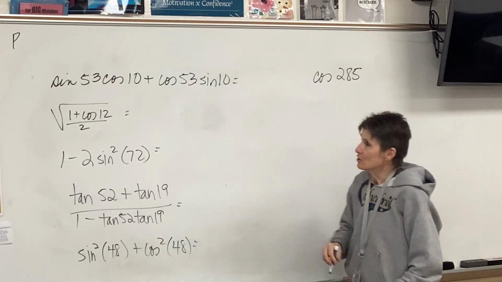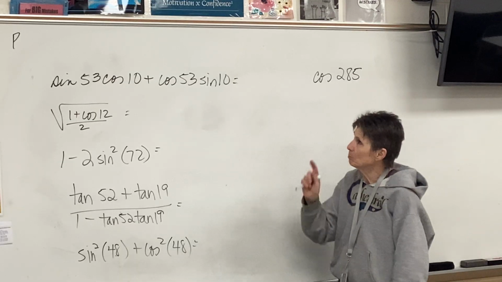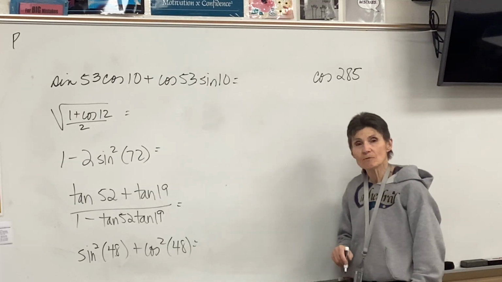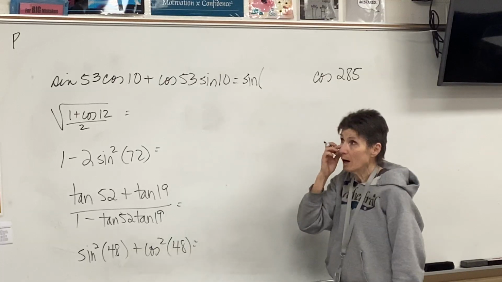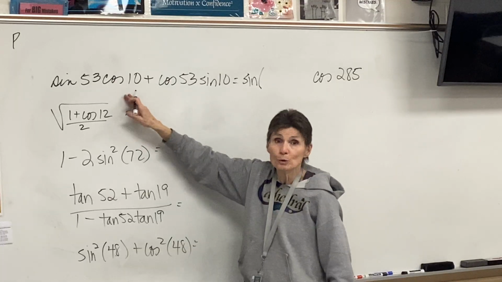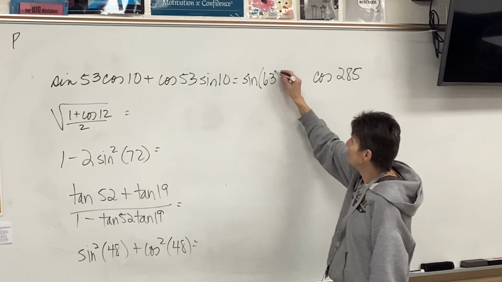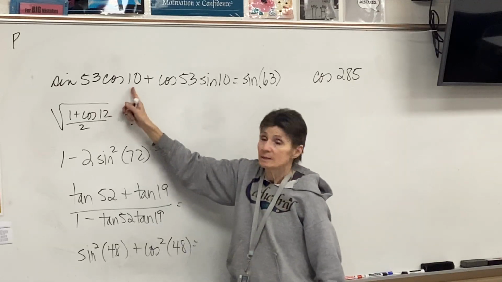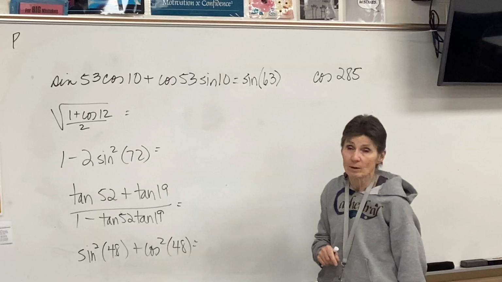Here we go. So sine 53, so I'm going to leave the numbers out. Sine cosine plus cosine sine. Got your reference sheet handy? That is a formula for the sine of u plus v. So that's going to be the sine of 63. 53 is u, 10 is v. I'm adding them together, sine 63.